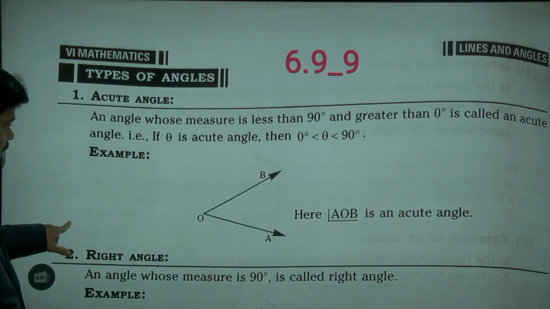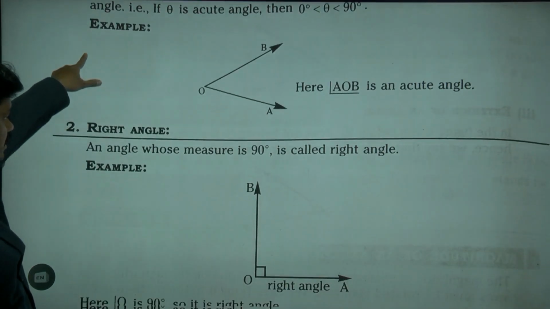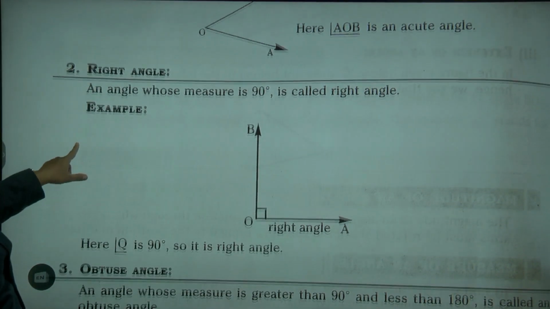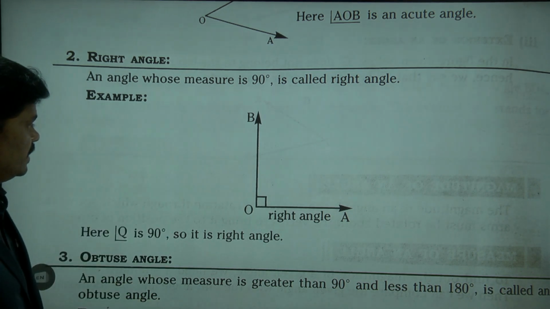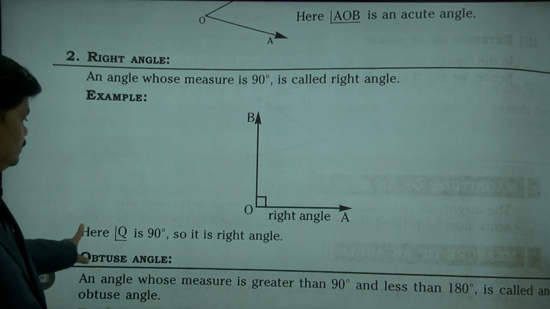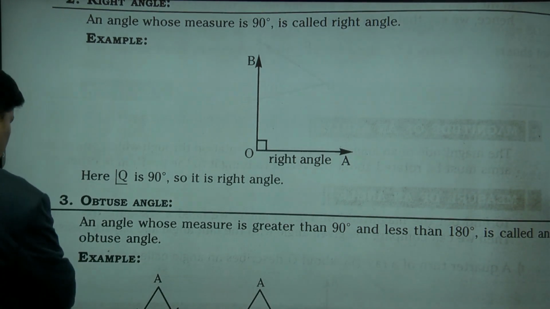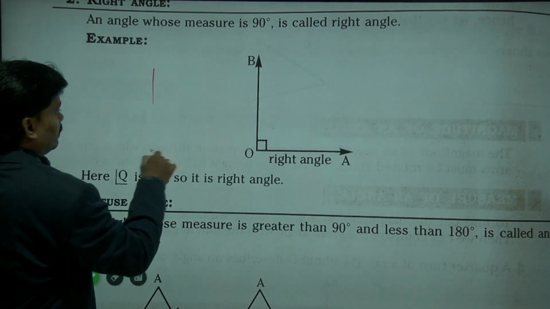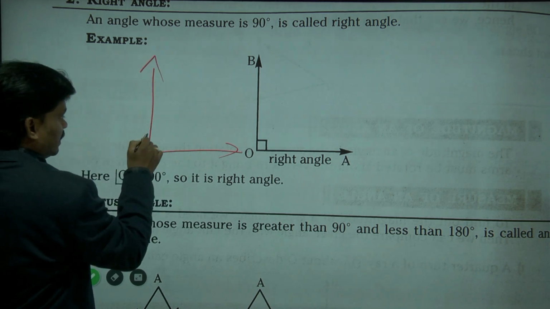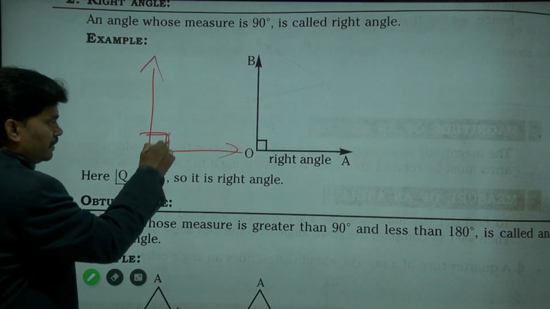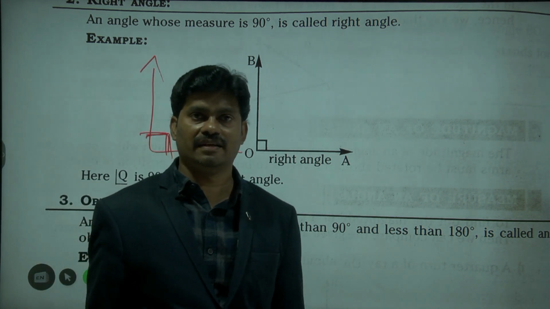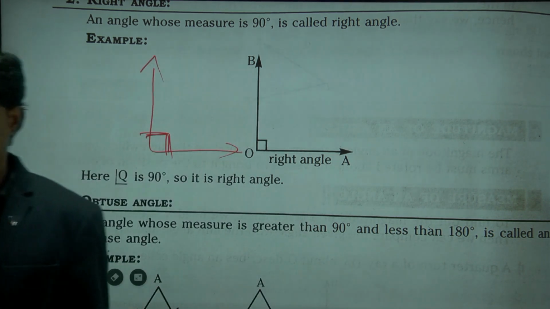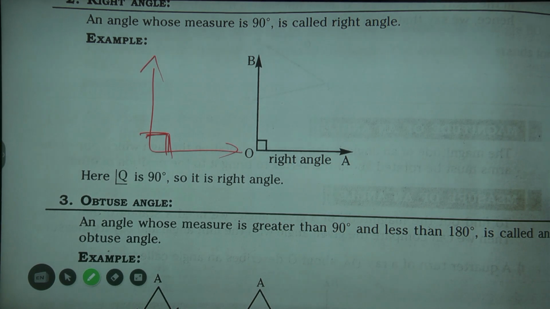Okay, next, right angle. The angle whose measure is 90 degrees is called a right angle. You can see the right angle will look like this. A right angle always has a marker, like we represent a box here. If you keep a box, it represents a right angle. Okay, just check it out. And then next.